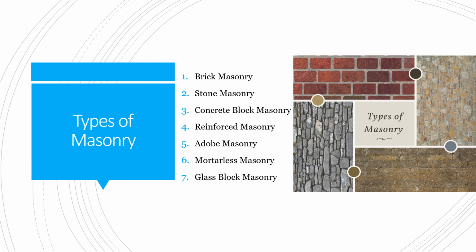Next is mortar-less masonry. They are also known as dry stack masonry. This type of construction relies on precisely cut stones or blocks that interlock without the need for mortar. And the next is glass block masonry. They are translucent or transparent building units made of glass that can be used to create walls or partitions, allowing light to pass through while maintaining privacy. They are commonly used in modern architectural design.